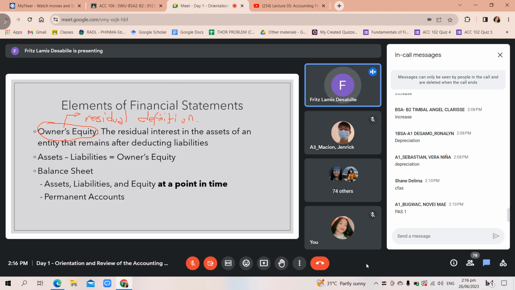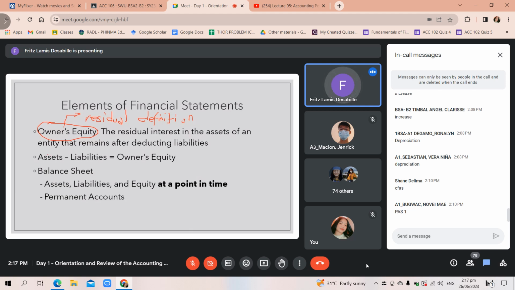So if it's not an asset and not a liability, it is owner's equity. Or another term: the difference between the asset after deducting liability, that's your equity. Now later on, there are a lot of items in the balance sheet and in the income statement which have a residual definition.